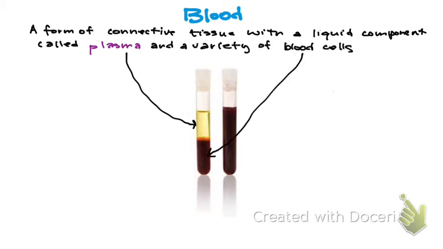So the tube on the right is what blood would look like immediately after you draw it out of a patient's vein. If you were to take that tube and place it in a centrifuge, which is a machine that spins it at a very high RPM, all of the solid components of the blood would settle at the bottom, and you'd be left with the plasma, which is like the yellow-colored fluid at the top.